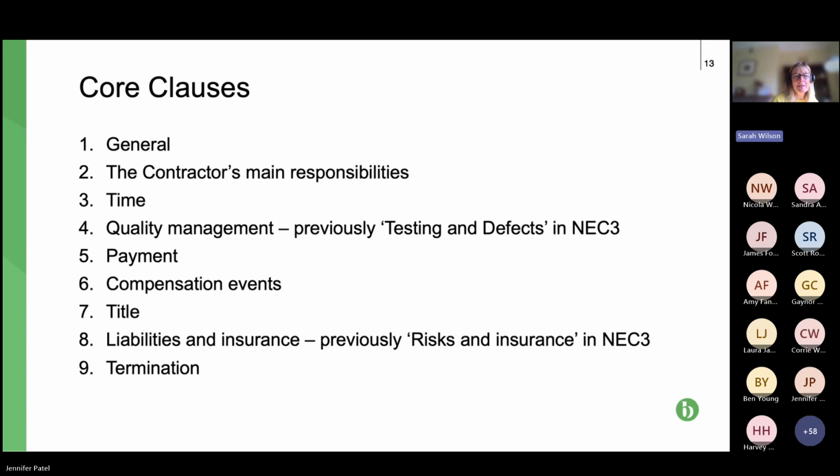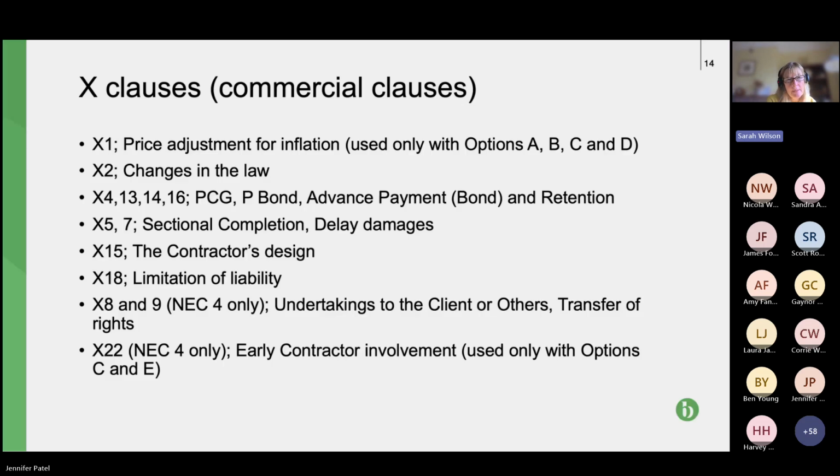Now, 8, liabilities and insurance. And finally, 9 is terminating the contract, usually for default. Usually it's default by the party carrying out the work. So they are the core clauses. Obviously, as I've said, be careful about Z clauses amending them, which is pretty prevalent at the moment. So if we can move on to the next slide, please.